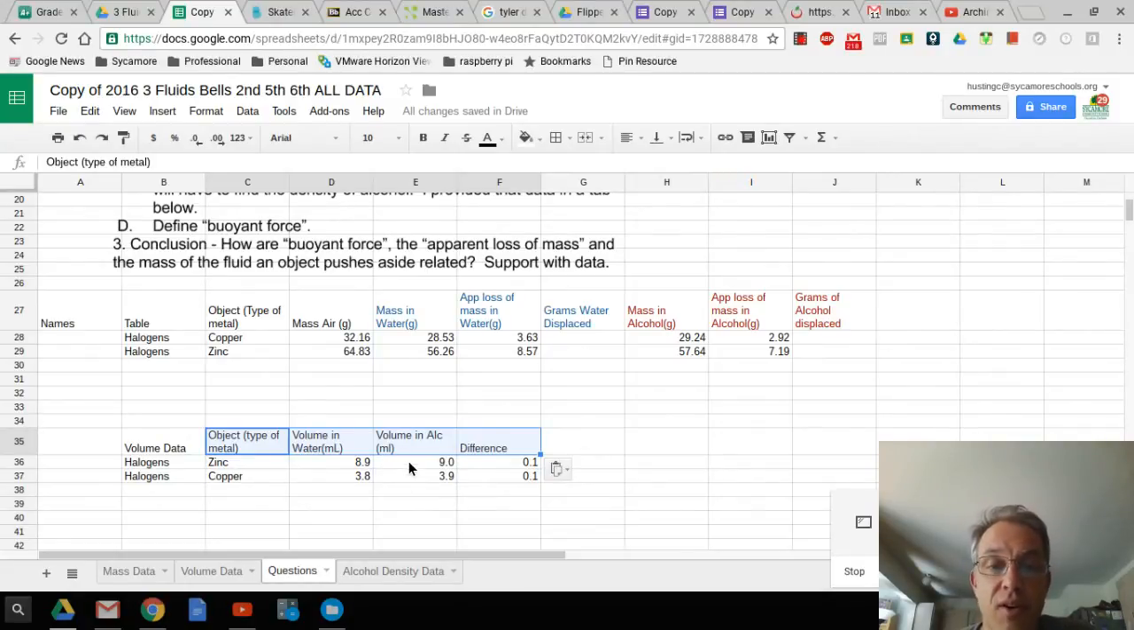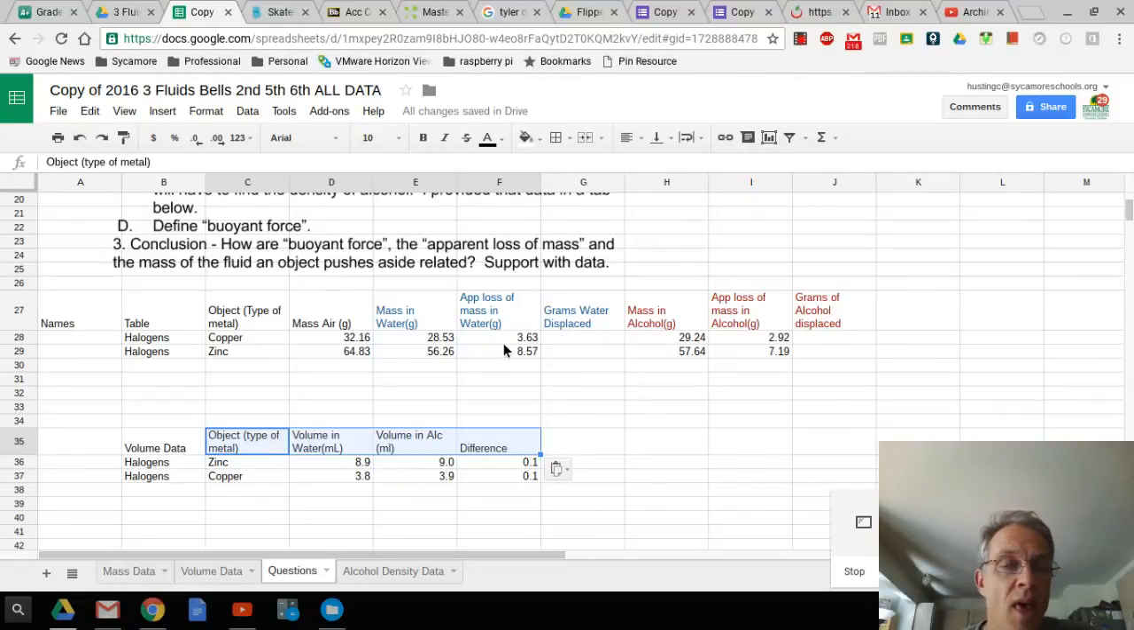The only way I can find that is if I use the density data. I can convert a volume of water, which is what was pushed aside, to a mass of water using the fact that there's 1 gram for every 1 milliliter of water. So this translates then into about 9 grams is the difference. And if you look, that's about 9 grams displaced for zinc, that is. How does that compare to the apparent loss of mass for water when we do these two? Same thing with the copper, 3.8, 3.9, about there's 3.6. How does the grams of water displaced compare to the apparent loss of mass in the water?